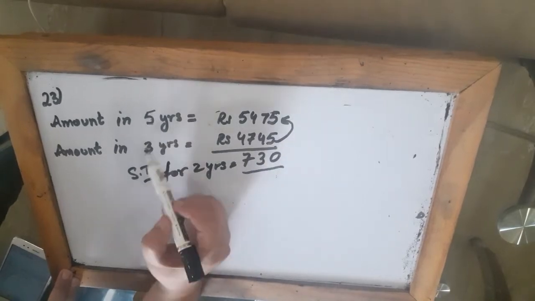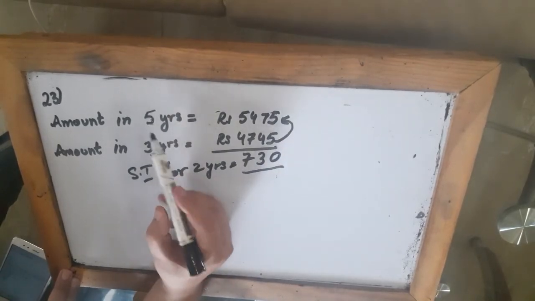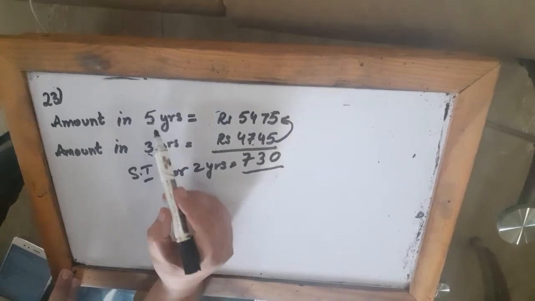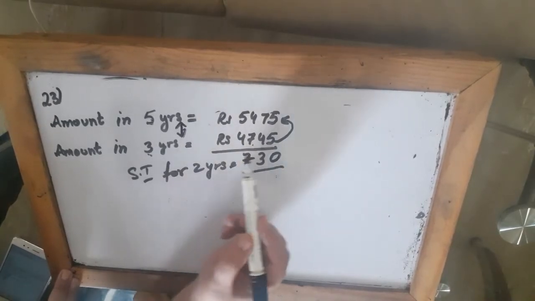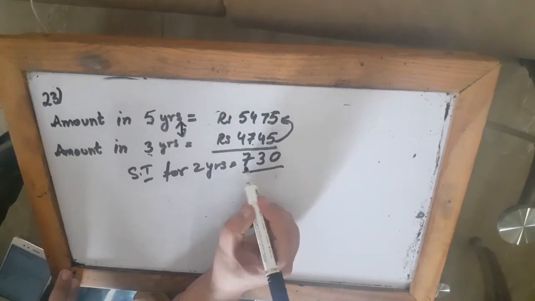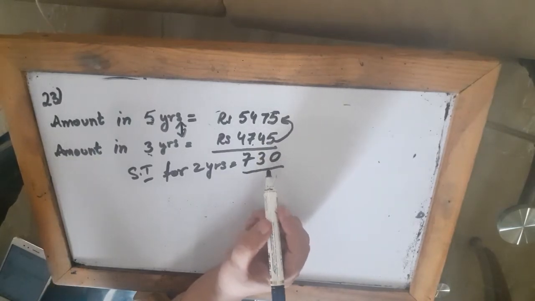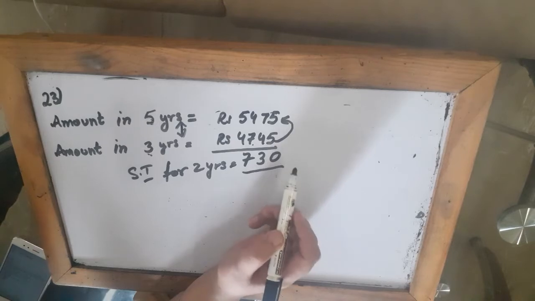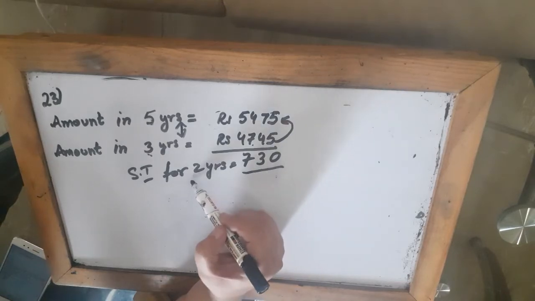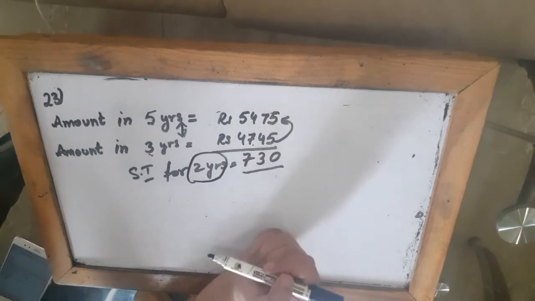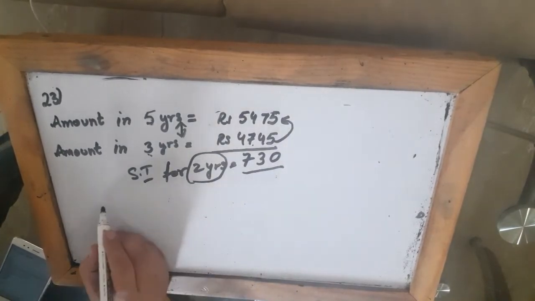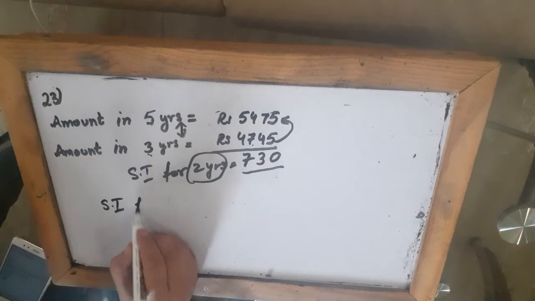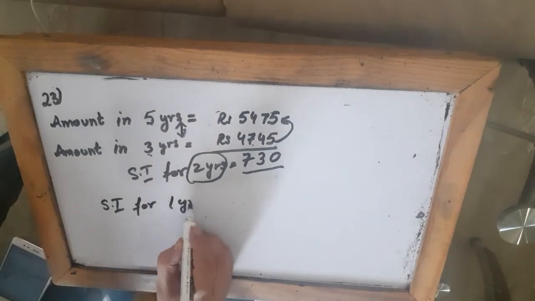Because 5 years was given after 3 years. First they told you the amount of 3 years and then 5 years. It means in this 2-year gap how much has it increased? 730. And I told you that it is the interest that increases. It means for 2 years he got the interest 730. Now if for 2 years he got this interest 730, what is the interest for 1 year?